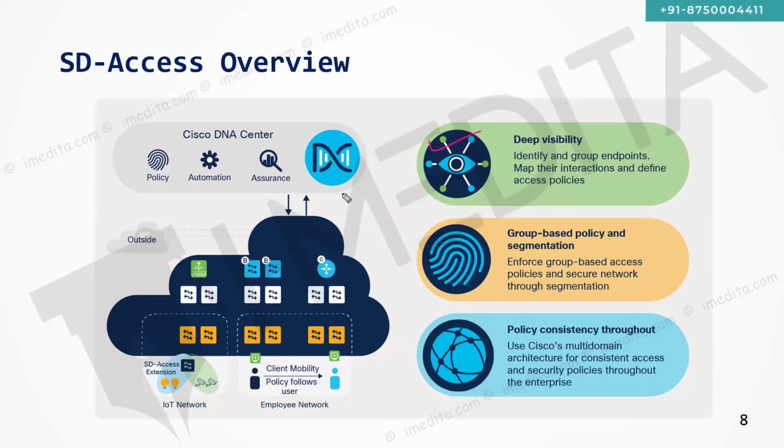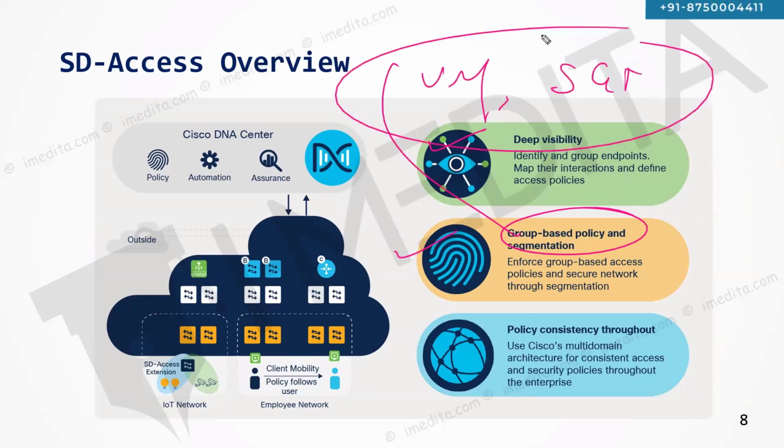We get better visibility of the network with the help of Cisco SDA. We can segment the network based on groups, like groups of users: IoT users, corporate users, guest users. In the corporate users, we have HR, finance. We have the concept called VRF. We have the concept called scalable group tag, SGTs.